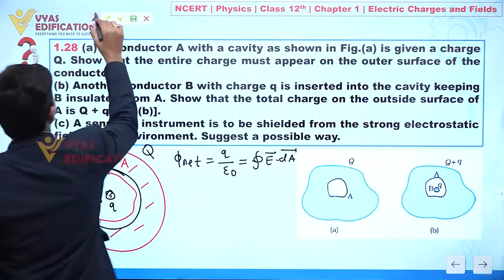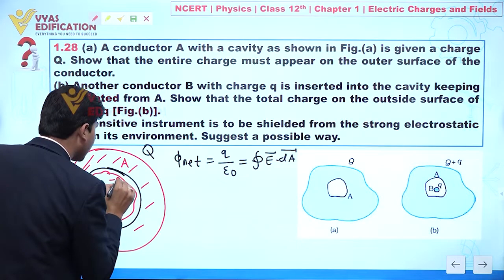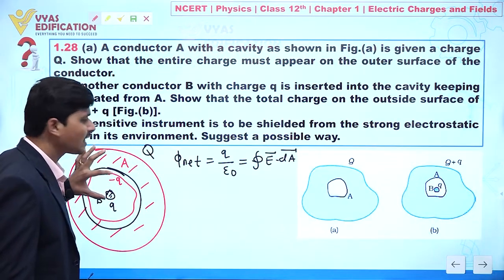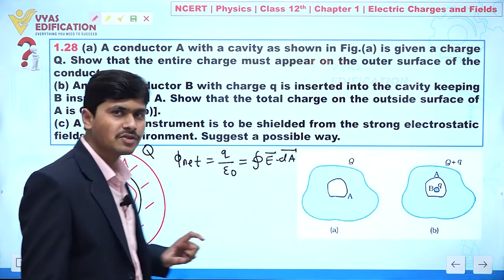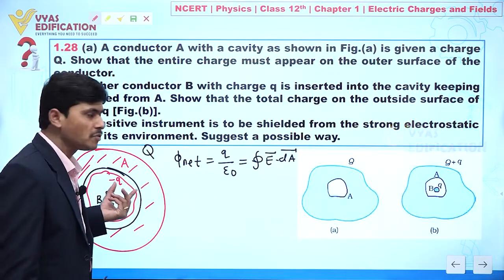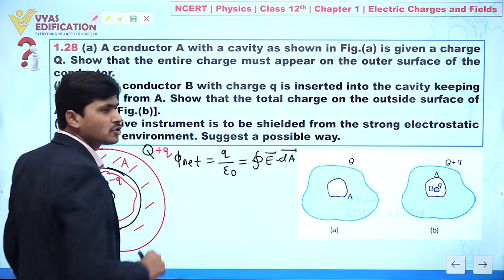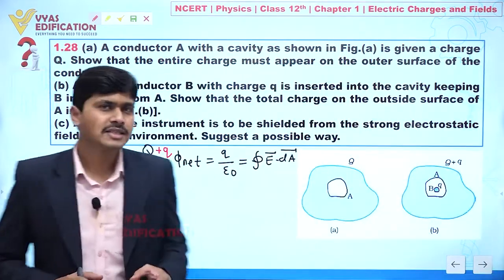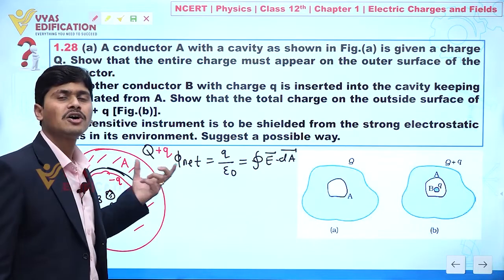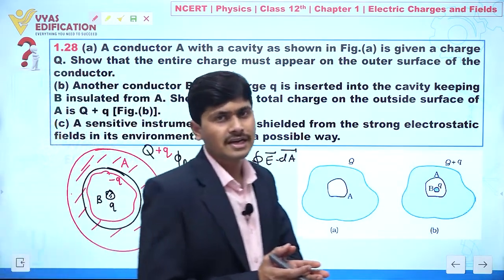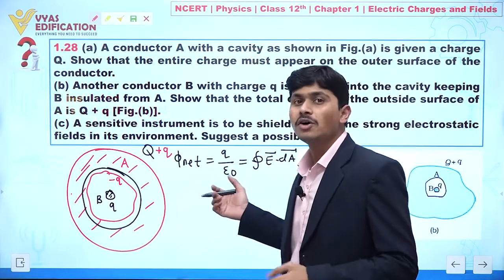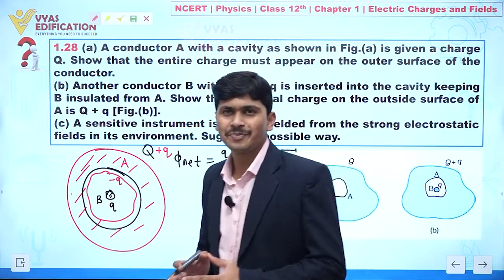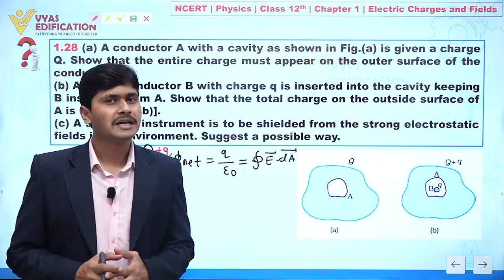Yes or no? It means if I provide minus q charge on the inside surface of conductor A, then the net charge inside this Gaussian surface is 0. But if we are introducing minus q, we have to add plus q, so that the total charge on conductor A remains capital Q. Yes or no? So like this we can prove that the total charge present on the outer surface of conductor A is capital Q plus small q, when we place a charge small q inside a cavity. Clear to everyone? Yes or no? So this is all about part B. Clear?